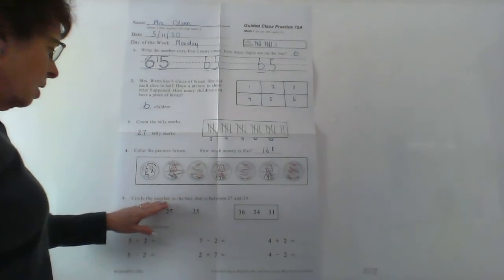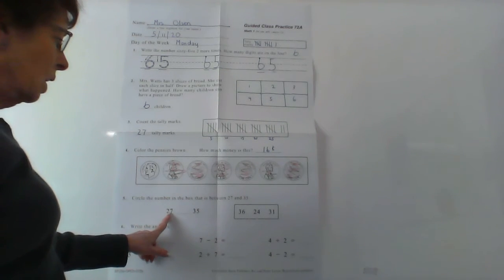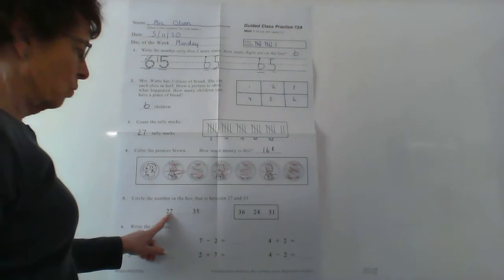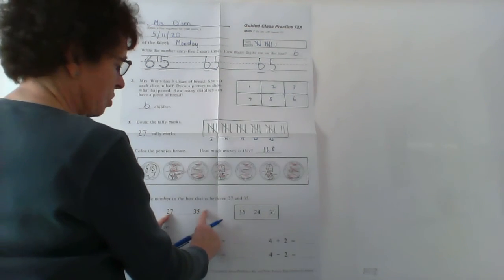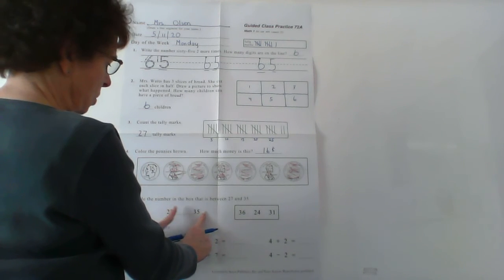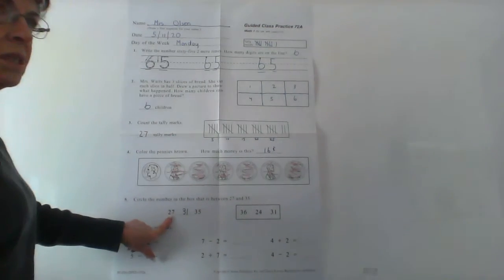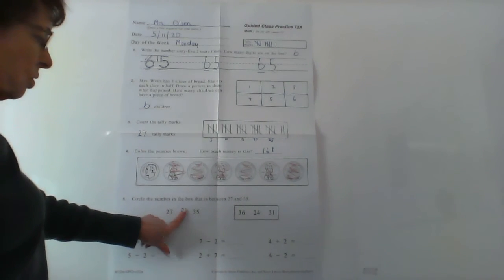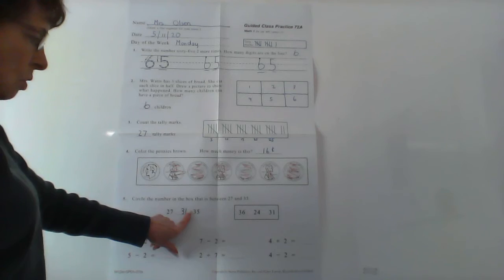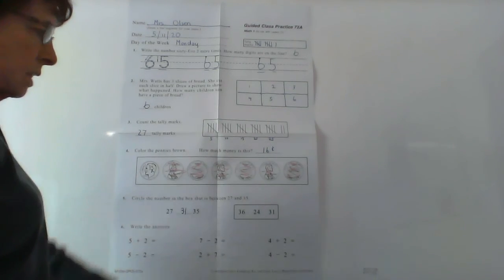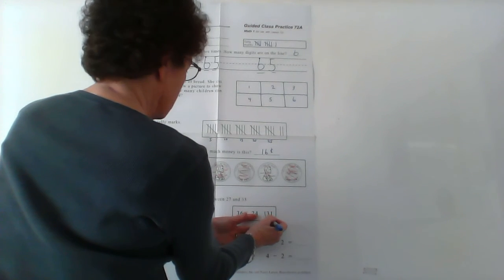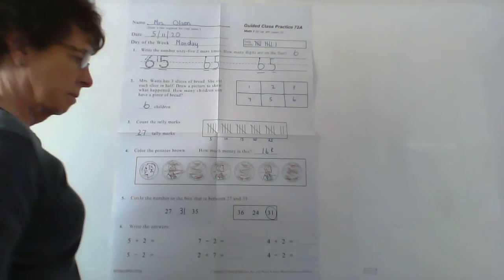So it says circle the number in the box that is between 27 and 35. Well, 36 is over here. That's not between. 24 is over here. That's not between. It must be 31 because we count 27, 28, 29, 30, 31, 32, 33, 34, 35. So we know that one is in between. So you need to write it, but it says circle the one in the box. So you're going to circle it and write it.